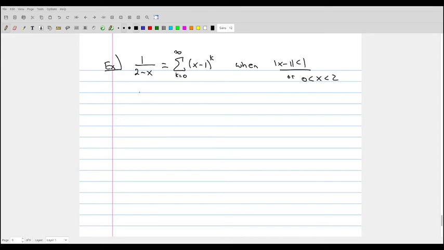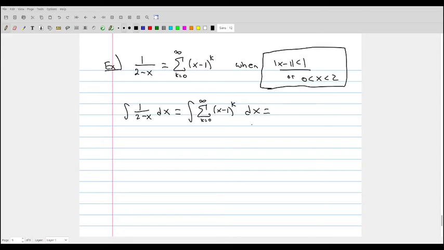So term by term integration says that we can take the definite integral of both sides of this expression, or the antiderivative of both sides of this expression, in that as long as this holds, so as long as we're within the radius of convergence, this integral is going to be the same thing as the term by term integral of every term in this series.